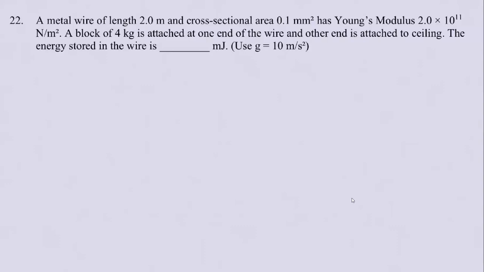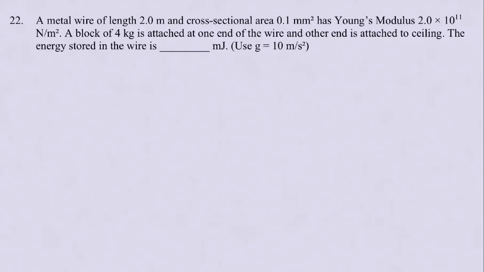Question number 22 is also a relatively easy question. It's based on a simple energy concept. A metal wire of length 2.0 meter and cross-section area 0.1 millimeter square has Young's modulus 2 into 10 power 11 Newton per meter square. A block of mass 4 kg is attached to one end of the wire and the other end is attached to the ceiling.